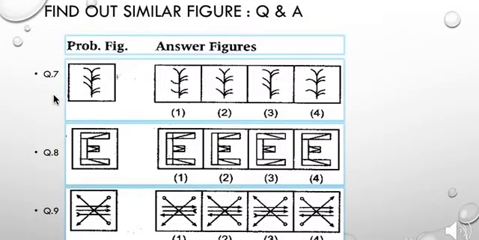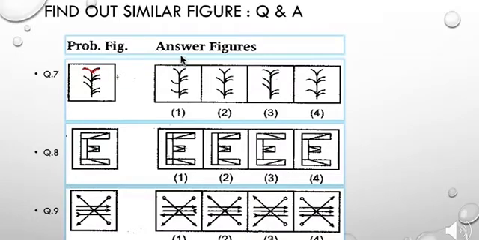Question number 7. A problem figure is given and 4 options given as answer figures. So let's check the problem figure carefully. We can see that it is a branch like structure. It has got a branch, and out of which there are designs which are emerging. We see the uppermost design is this shape. Let's check for exactly this shape.